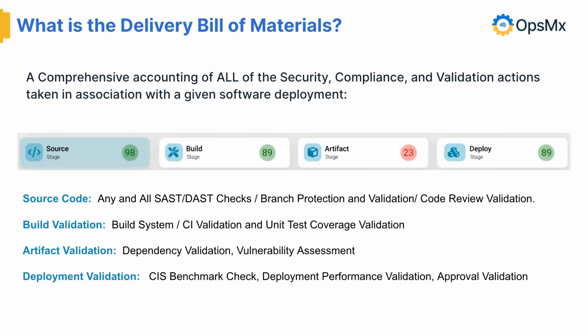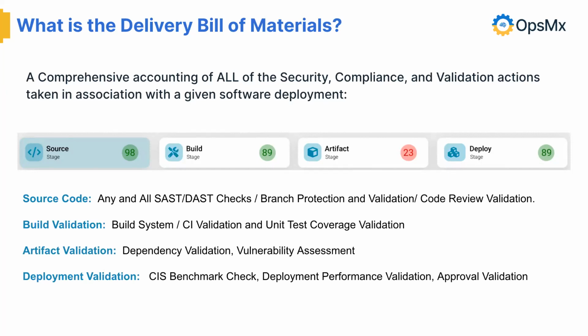Now, the system that's generating this bill of materials, or this delivery bill of materials, doesn't have to perform these checks, but it does have to integrate with the systems that are performing these checks to be able to understand what those results were, and ultimately catalog those results and determine whether or not the policies that are being enforced, or the rules engine, allows for the results of those things to allow the build to move forward. When we look at things like build validation, we need to tie into the build system, CI validation and unit test coverage validation.